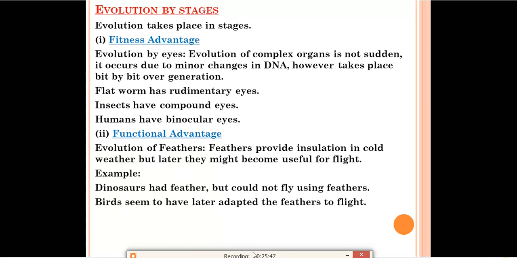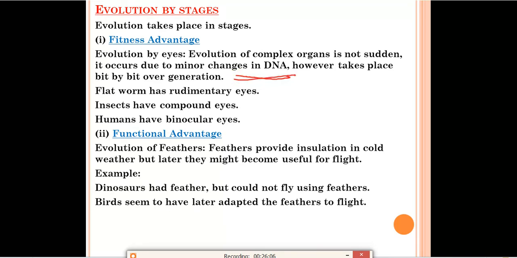Fitness advantage. Evolution by eyes. In this we'll read about the eyes. Evolution of a complex organ is not sudden. It occurs due to minor changes in DNA. However, it takes place bit by bit over generations. For example, the eyes of different organisms, if we consider.